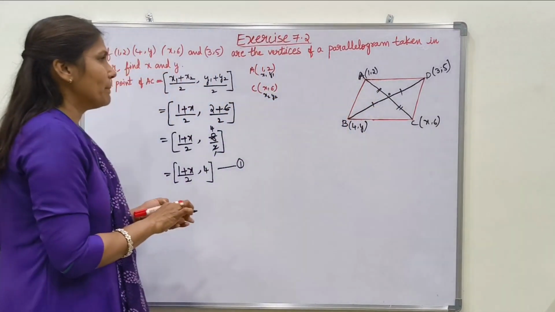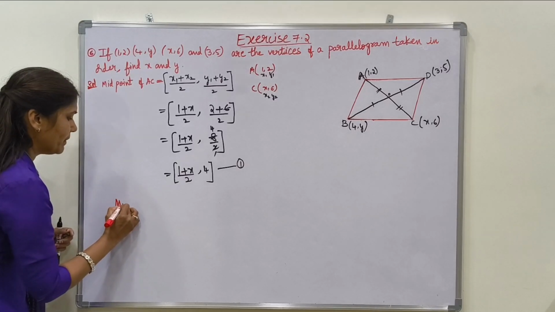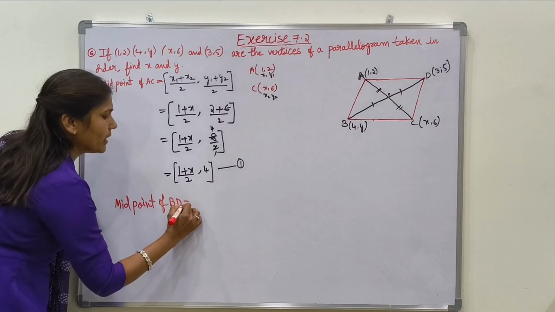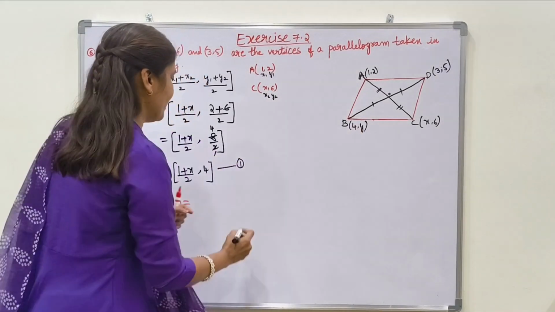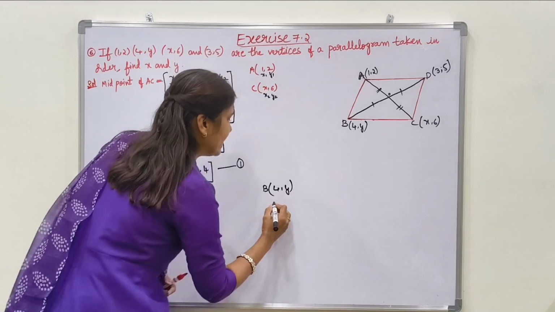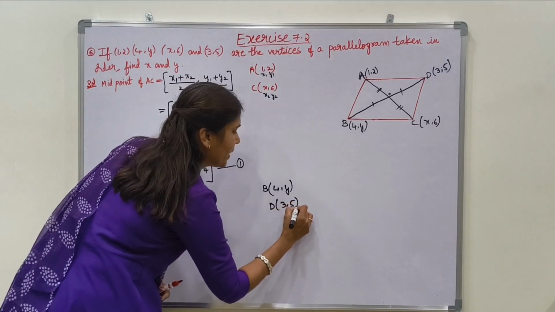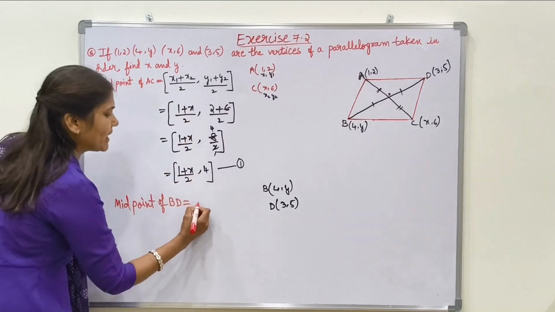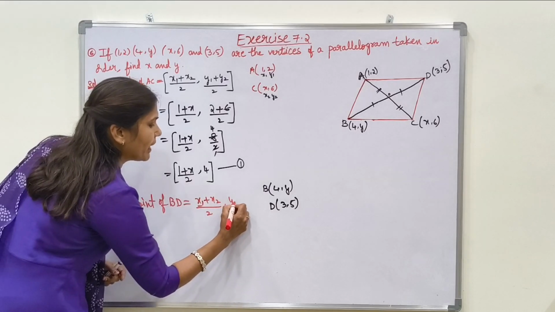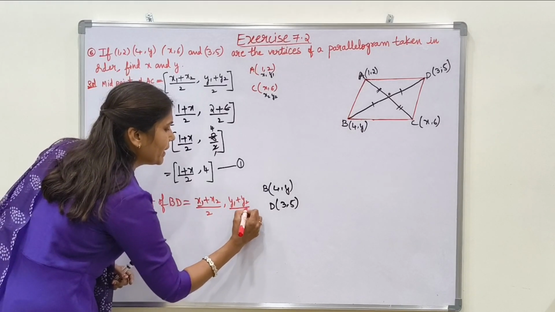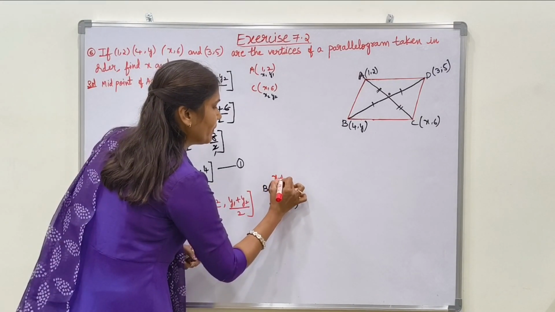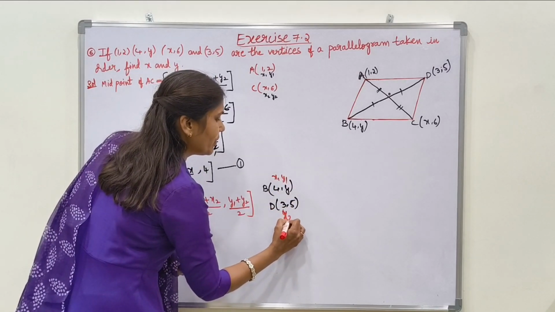Now we will do the midpoint of BD. B coordinates are (4, y). Next D coordinates are (3, 5). Now listen carefully. The midpoint formula is (x1 plus x2) divided by 2, comma (y1 plus y2) divided by 2. In this one we will take x1, y1, and this one x2, y2.